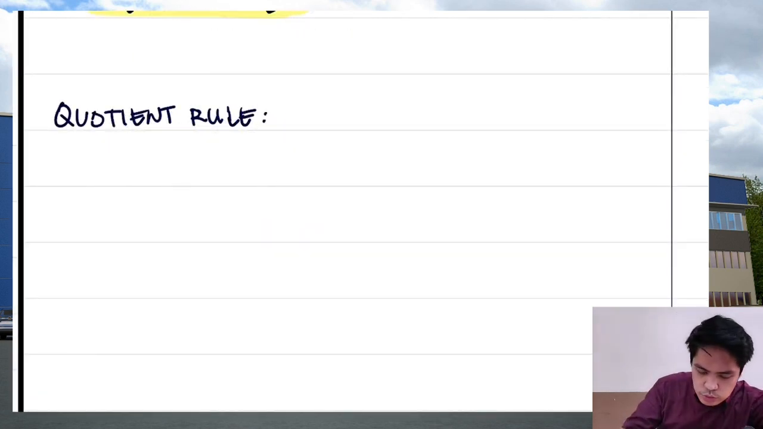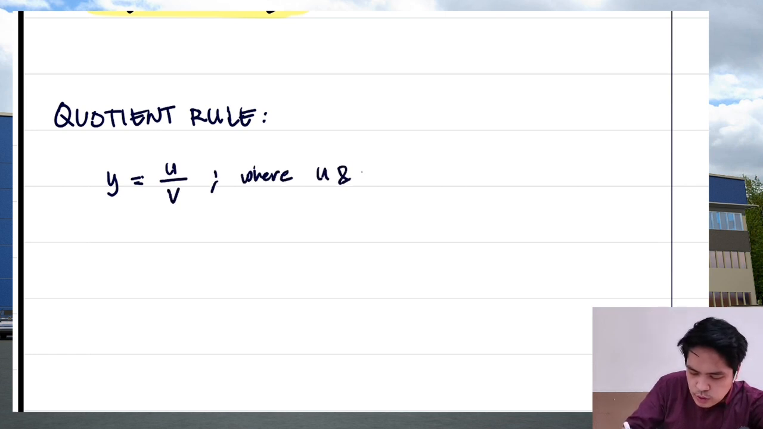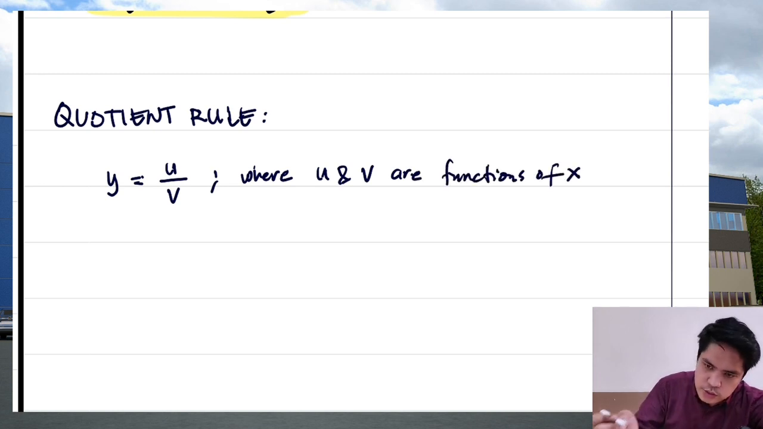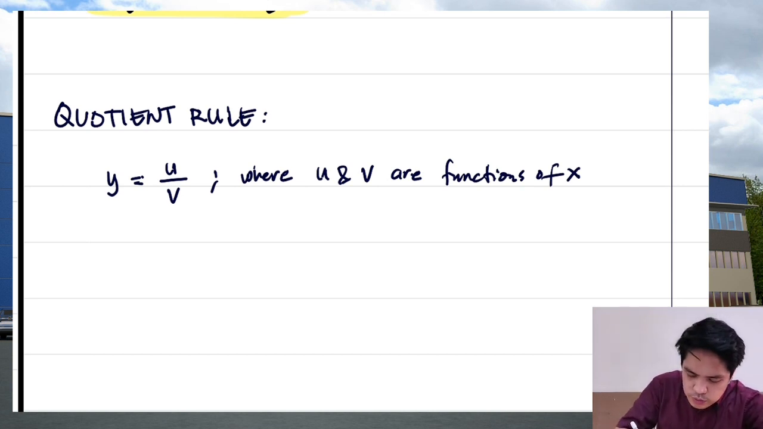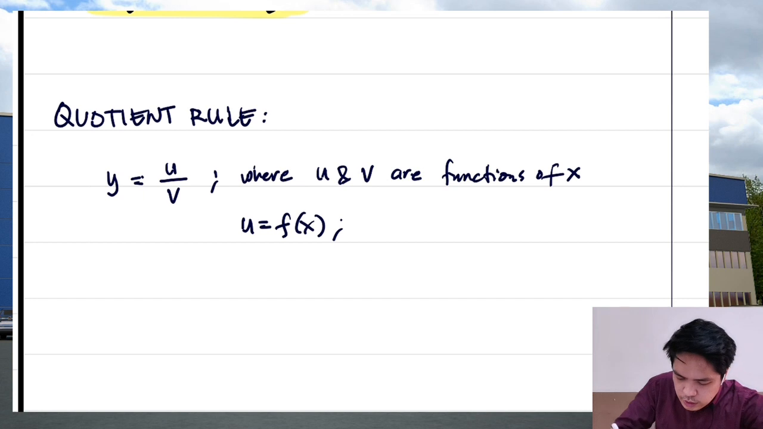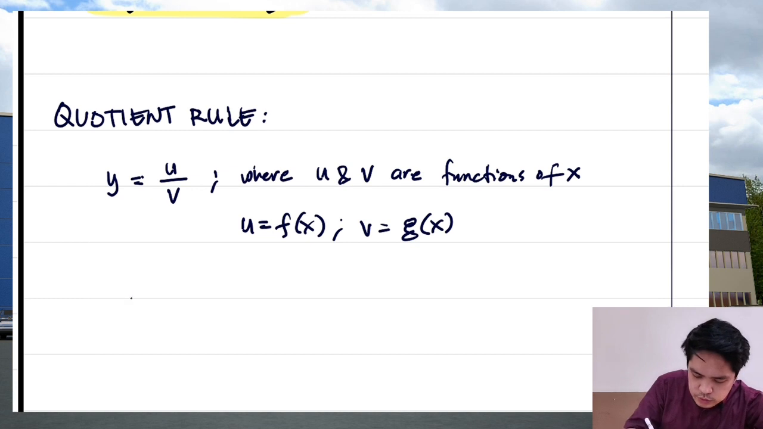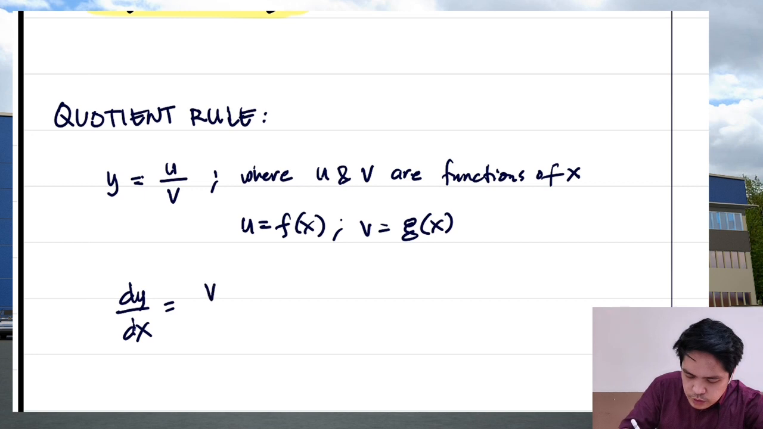Okay, for the quotient rule, we have this formula. If we have y equals the quotient of two functions u and v, so lagyan natin where u and v are functions of x. So let me just define u as f of x and v as g of x again. Okay, now dy over dx is given as this: v u prime minus u v prime over v squared.